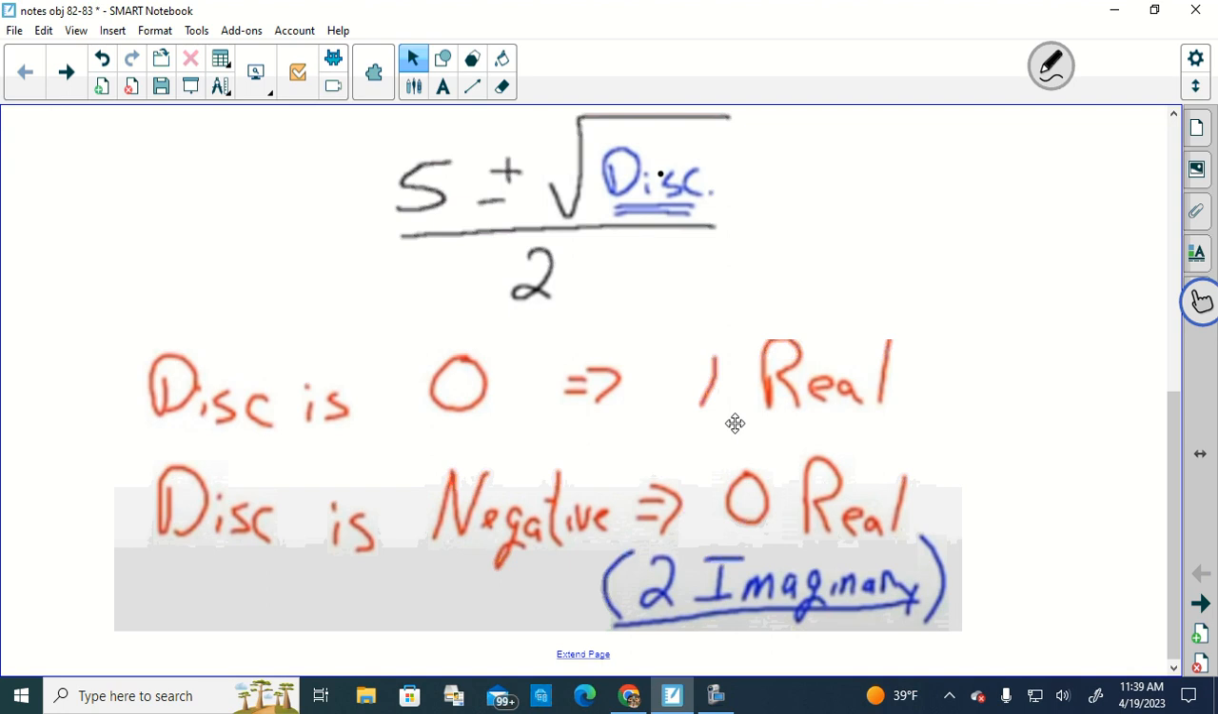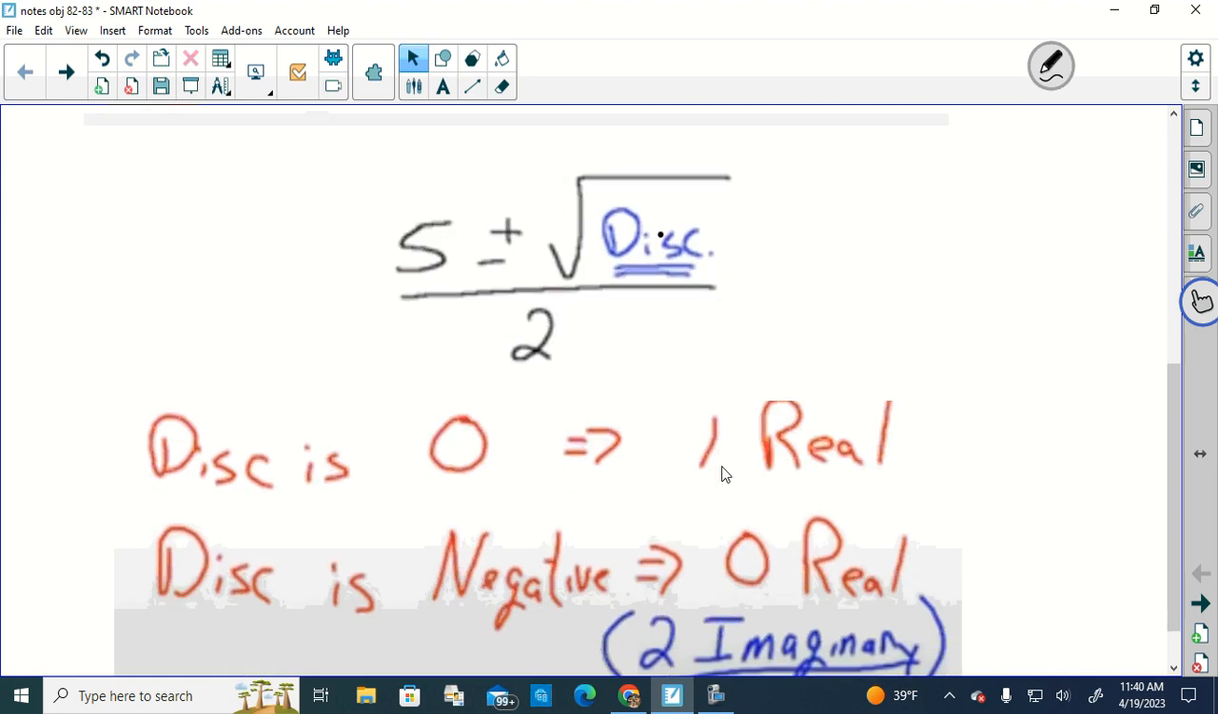What did we get when we had a negative underneath here? We got what type of numbers? I, right? Imaginary numbers. So that's where this comes from. If the discriminant is negative, then you don't get any real numbers because they're imaginary numbers. So you could write 0 real or put 2 imaginary numbers because you're going to get a positive and a negative I. So when they ask you to determine the nature of the root, you're either going to write 2, 1, or 0.